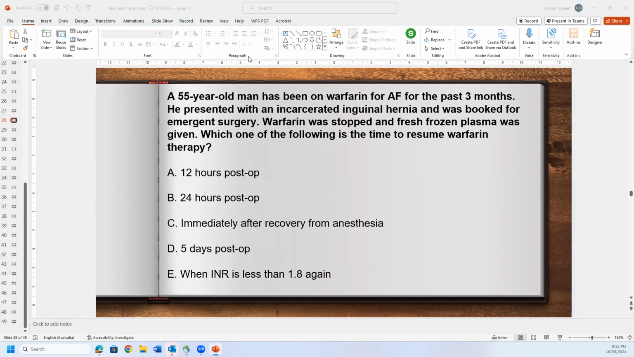Okay. Next question. A 55-year-old man who has been on warfarin for atrial fibrillation for the past 3 months. Now he presented in an emergency with incarcerated inguinal hernia and was booked for emergency surgery. Warfarin was stopped and fresh frozen plasma was given. Which one of the following is the time that you restart the warfarin therapy? A, 12 hours post-op, B, 24 hours post-op, C, immediately after recovery from the anesthesia, D, 5 days post-op, or E, when the INR is less than 1.8.